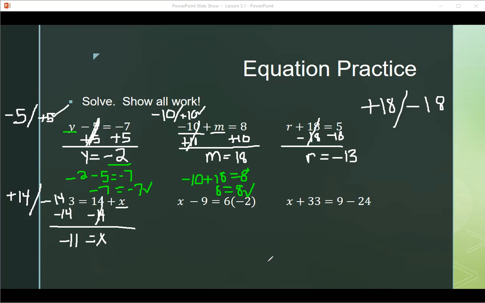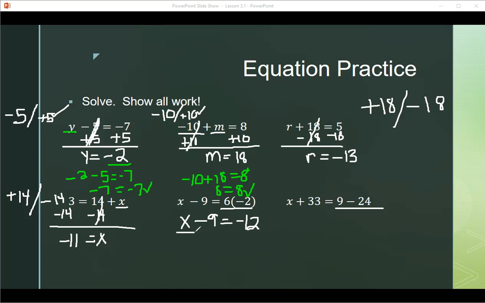For these last two problems, you need to do a little bit of simplifying before you start working them out, because you'll see right here I don't have an answer simplified, and over here I don't have my answer simplified. So we do want to go ahead and do that before we go through the process of solving. So when I do that, the x minus 9 didn't change, but on the right side, 6 times negative 2 would give me negative 12.